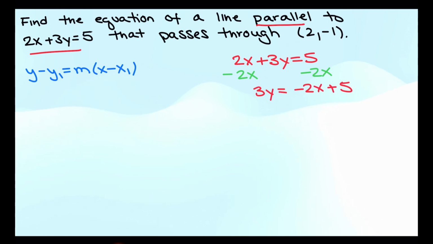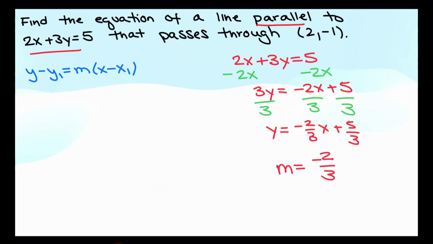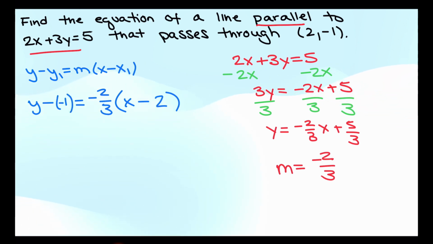So I'll start by minusing the 2x. 3y equals negative 2x plus 5. Then I'll divide everything by 3. So now I've got y equals negative 2 over 3x plus 5 over 3. And the important piece of information is that the slope is negative 2/3. Because the line I'm interested in is parallel, it has to have the same slope. So I'm going to take the negative 2/3 and plug that in for m in my formula. Then the x1, y1, that's the point that was given to us.